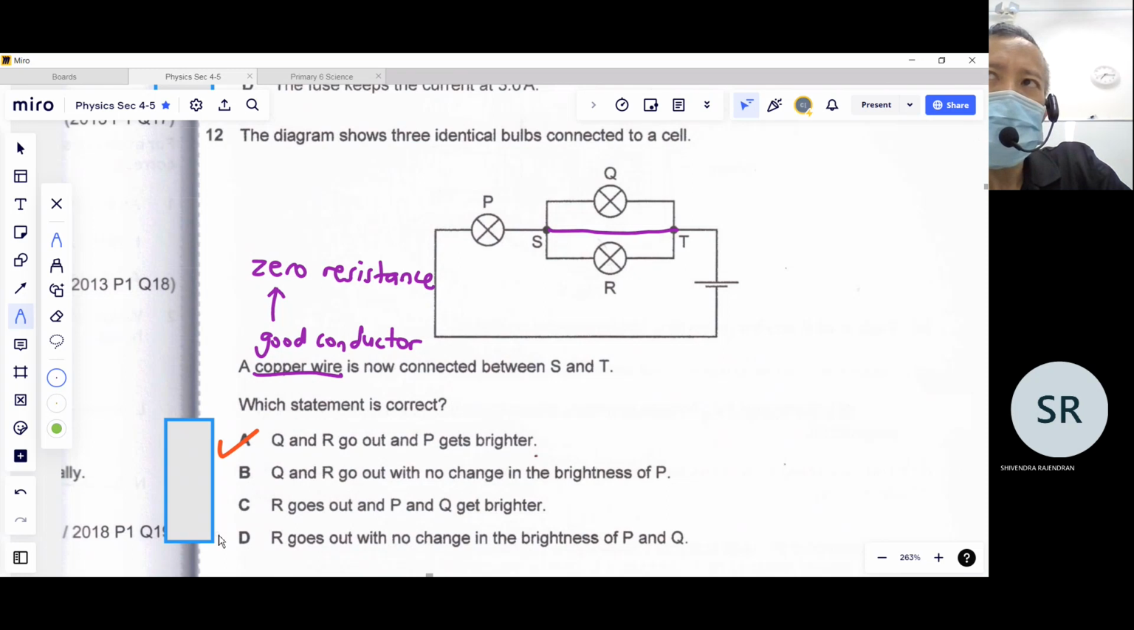Okay, look at all your questions. Have they ever mentioned how much resistance there is in the wires? Never. Because you assume the wires have zero resistance. Okay, now what does that mean?